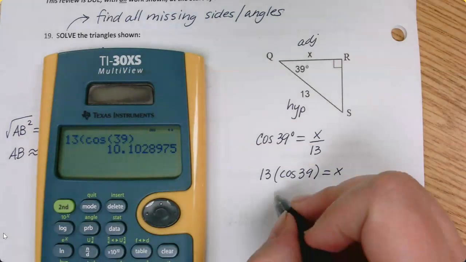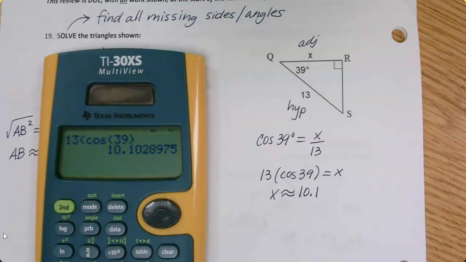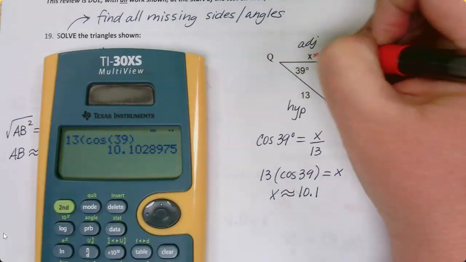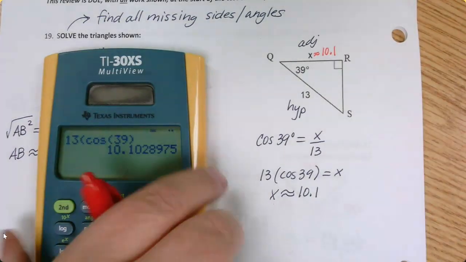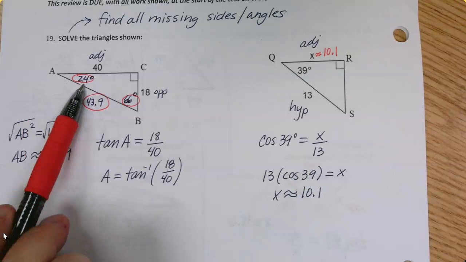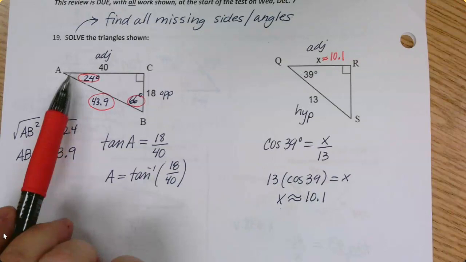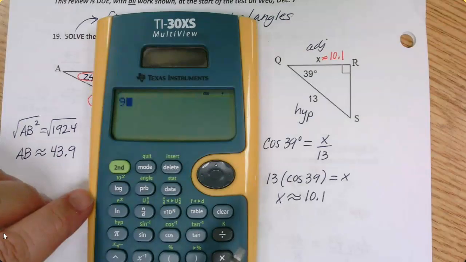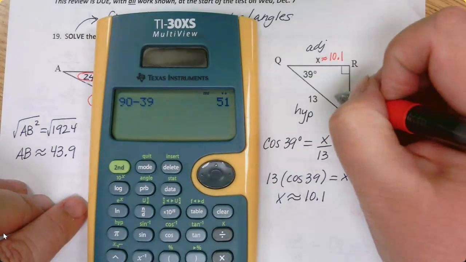There it is. X is 10.10, so 10.1. All right, so I found one of my missing puzzle pieces. This is 10.1. All right, am I going to have to use an inverse function in this one? That's a big no. The only time you have to use an inverse function is when you're finding a missing angle, and the only reason you would need to do that is if you don't know either of these two acute angles. If you know one of them, remember to find the other one, we can just take that one and subtract it from 90. And I get 51 degrees.